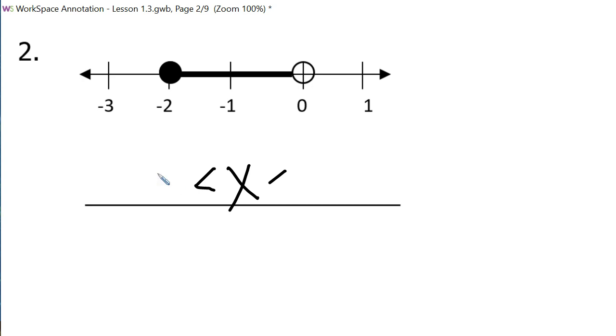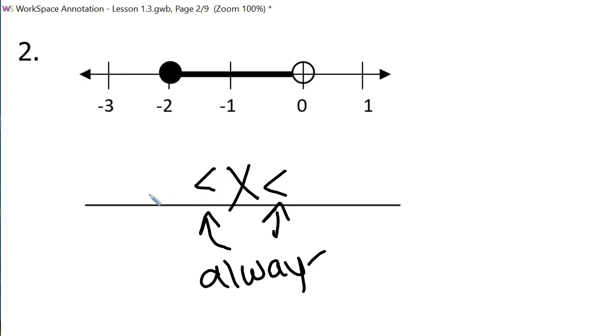So if you want to make yourself a note, these are always going to be less than symbols. They're never going to be greater than. It's always going to be a less than. Make yourself a less than sandwich. So x is sandwiched between the two less than. Now we need our two numbers. So look at your two endpoints. So looking at the left endpoint, what is that value?